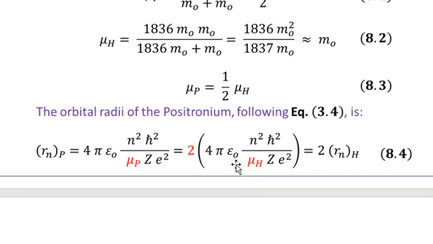So you see that the parenthesis contains actually the orbital radius of the electron in the hydrogen atom, and this can be represented on the rightmost side of this equation, which is equal to 2 times the orbital radius of the hydrogen atom, so Rn with a subscript H. So here you can say that the radii of curvature of the positronium atom has a size which is twice that of the radius of curvature of the equivalent hydrogen atom.